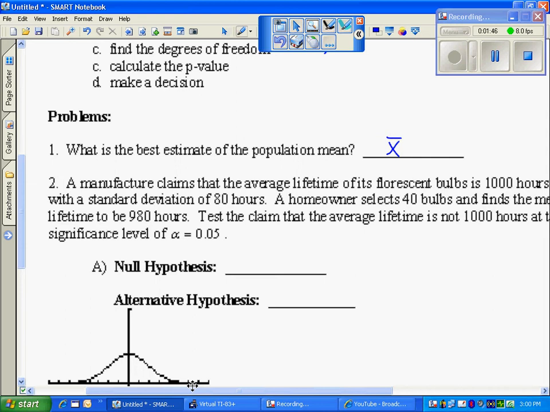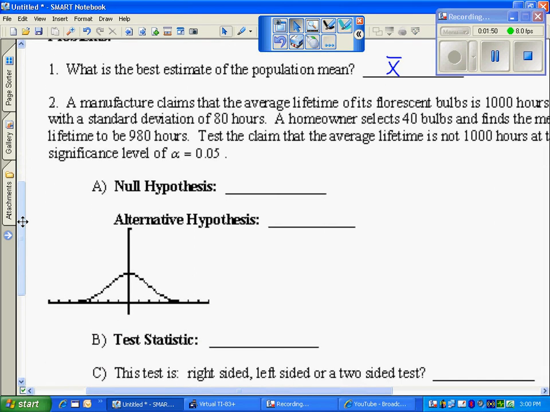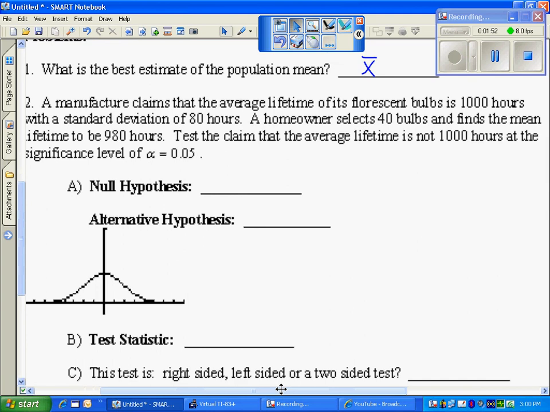So the first one talks about a manufacturer's claim of lifetime of fluorescent bulbs. Now I'll run through this fairly quickly, so you might want to use the pause feature on the video. The average is supposed to be 1,000. I took 40 bulbs and found that they were not 1,000. In fact, they were less. However, I'm testing that they are not 1,000.